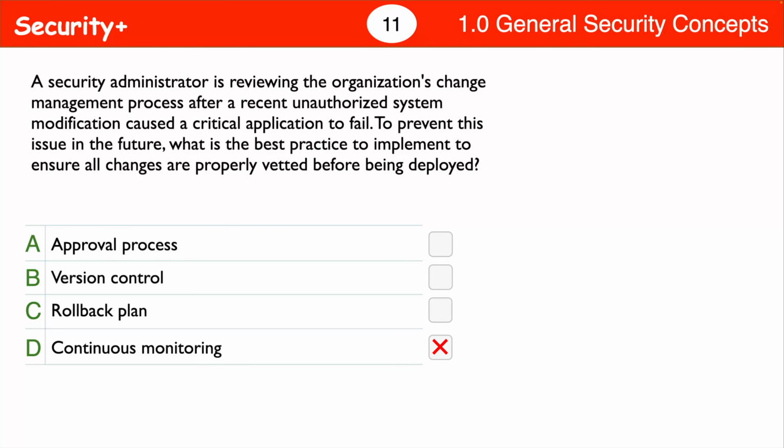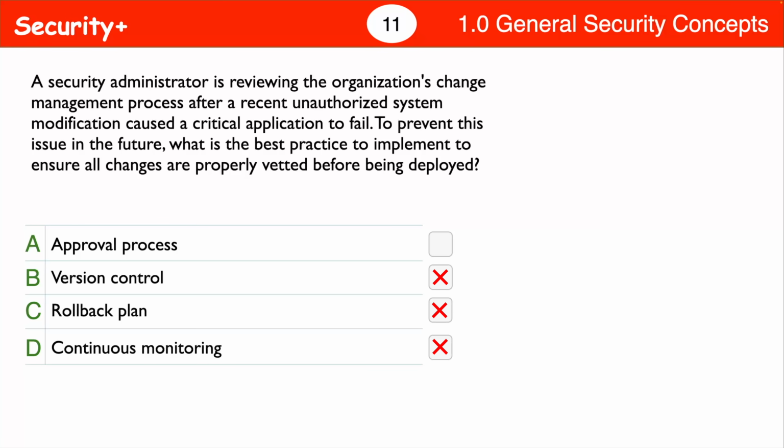We can then eliminate C, rollback plan. That's going to allow IT teams to restore systems to a previous stable state if a change causes problems. However, this is only useful after a problem occurs, okay? And finally, we can eliminate B, version control. And that's going to help track changes to files and configurations, allowing teams to revert to previous versions if necessary. It does not prevent unauthorized changes, just tracks them after they occur.